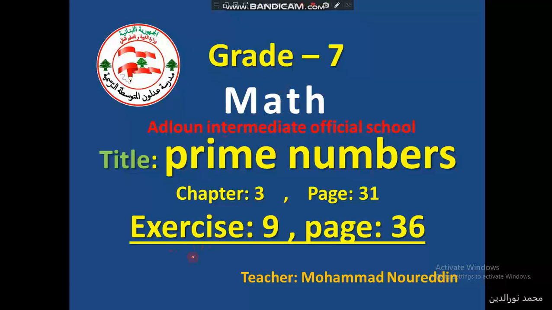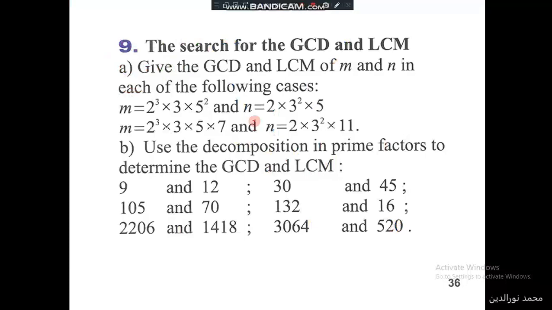Hello grade 7, it's exercise 9 on page 36 of the lesson prime numbers. The search for GCD and LCM. GCD stands for the greatest common divisor and LCM stands for least common multiple.